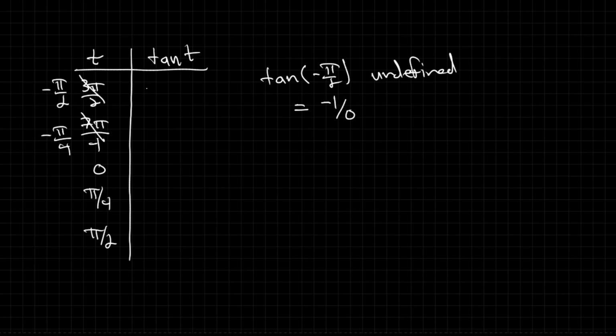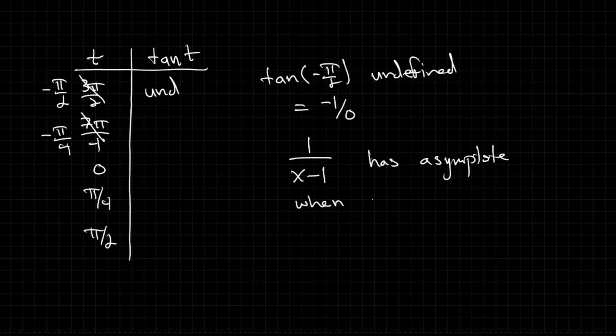And we'll see here that what happens is we have an asymptote at negative pi over 2, much like the rational function, for example, 1 over x minus 1 has an asymptote when x equals 1. This is a fact that is learned in previous classes. So I'll put UND for undefined, and we'll talk a little bit about this in a moment.